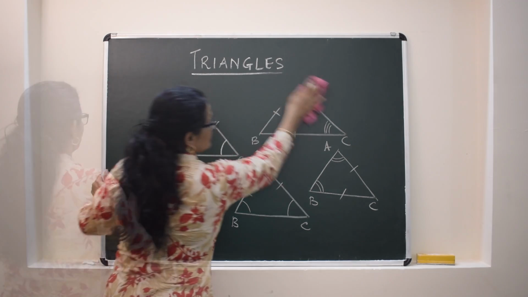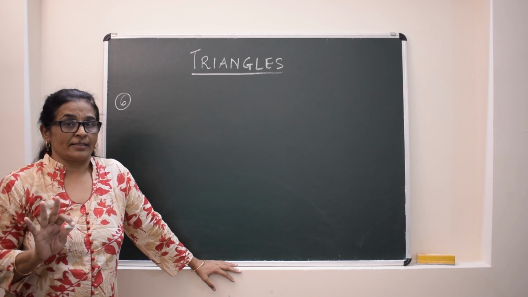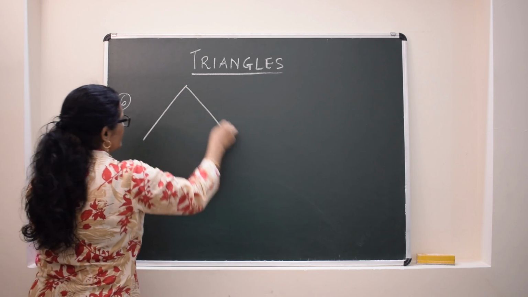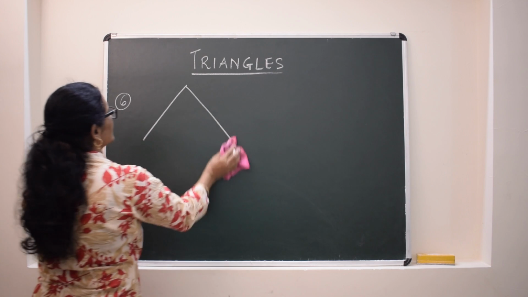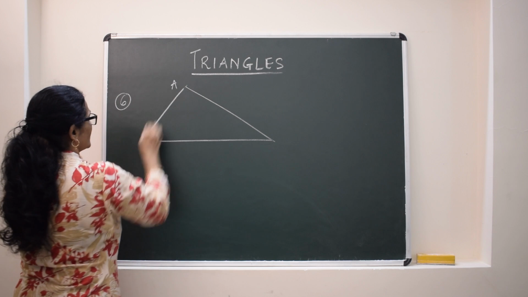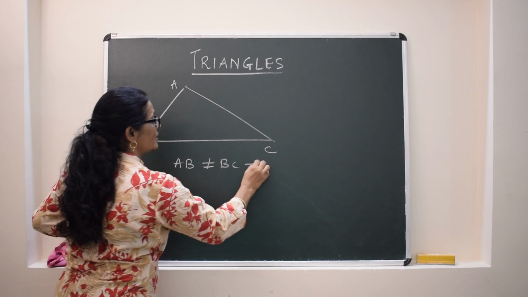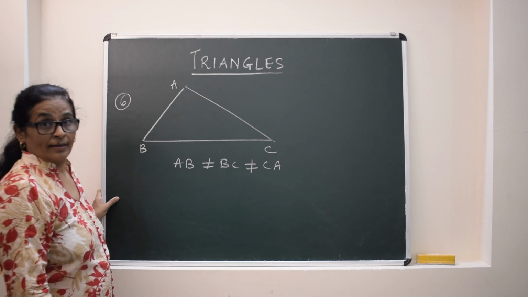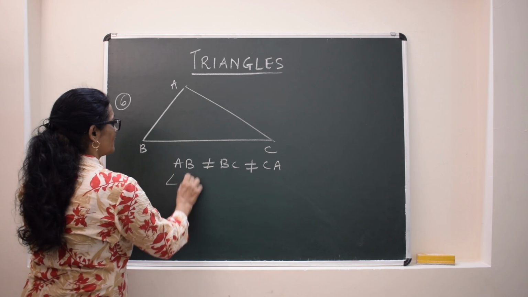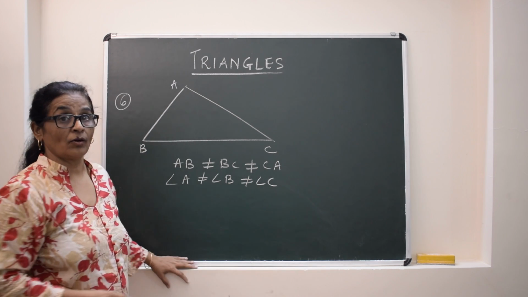Then next is scalene triangle. It means all three sides are unequal. That is called a scalene triangle. When we draw this triangle, then we can say AB is not equal to BC is not equal to CA. When all three sides are different, unequal, it means the angles will also be unequal.